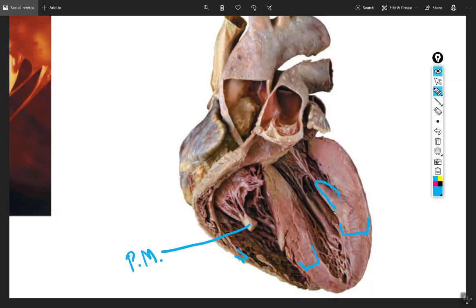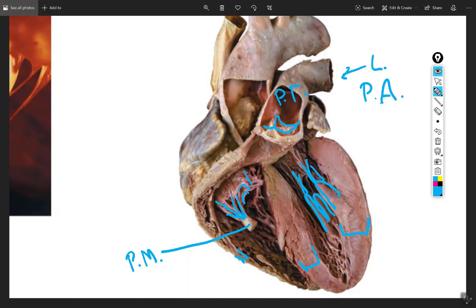And you can see 1, 2, 3 very nice papillary muscles there, as well as the tendinous cords, which I'm outlining here, and then the valve cusps attached to them. We can also see very nicely the valve cusps, 1, 2, 3 of the pulmonary semilunar valve, because this right here is the pulmonary trunk. And then you can see the left pulmonary artery.